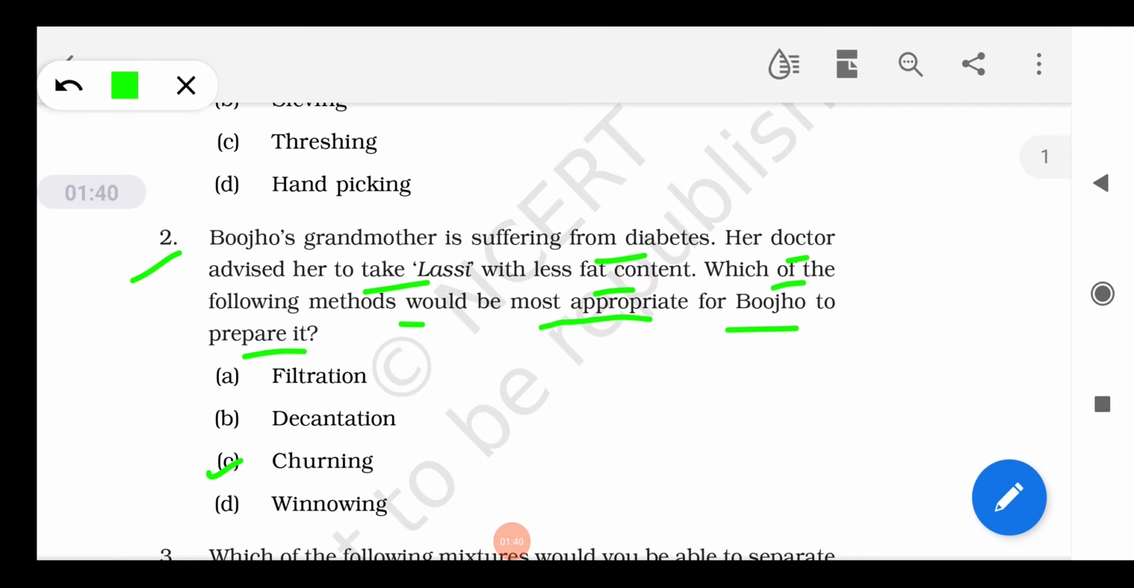हम इसे खूब अच्छे से हिलाते हैं, शेक करते हैं. That is called churning. So in the process, fat or butter gets separated from the curd and the remaining liquid which is left, that is lassi. It contains less fat content.